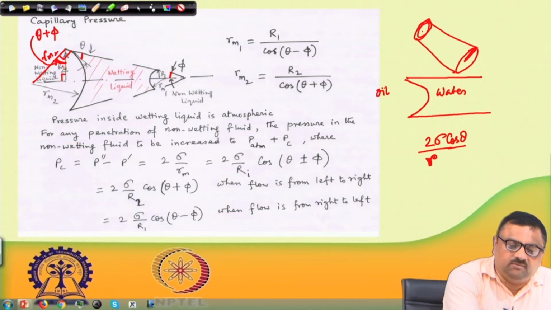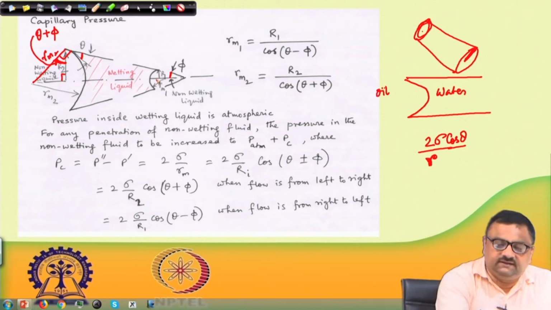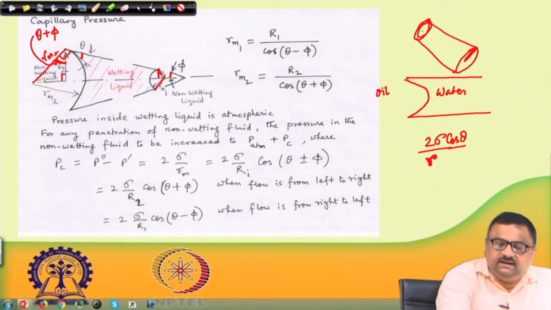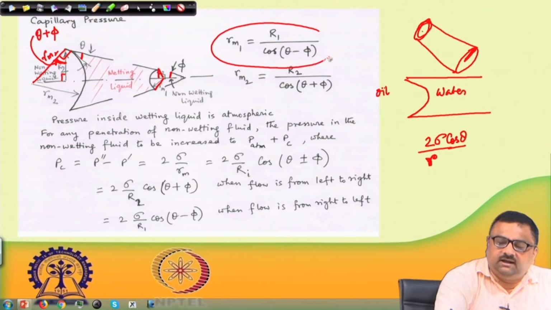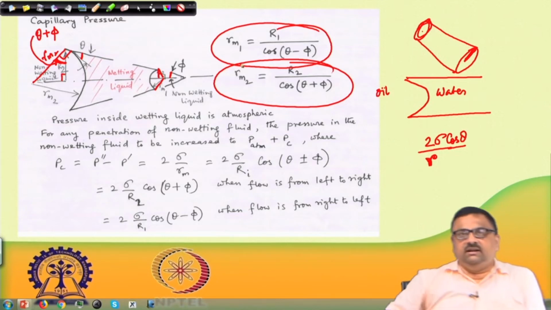So one can show by geometry that this angle is theta plus phi, and similarly for this side also you will construct a triangle. If this is RM1, this is R1, one can find out what is the angle between these two, and one can show that that is equal to theta minus phi. So basically this RM1 and RM2 can be written by these two expressions. One is larger, other one is smaller. I can see by looking at the drawing.